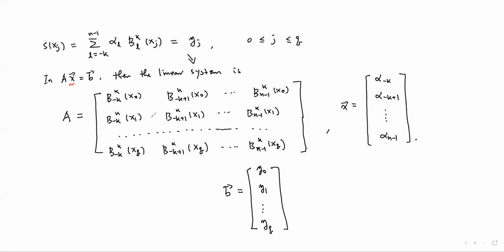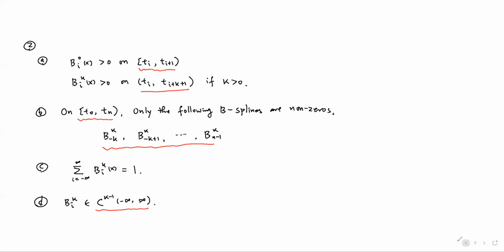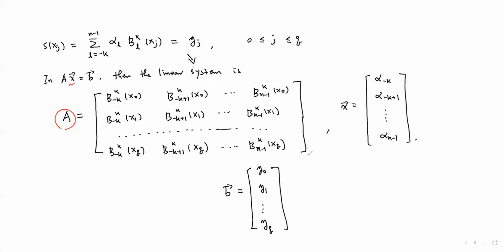Take a look at the entries of the coefficient matrix. By this property, spline functions are non-negative. So the entries of matrix A all are non-negative. All are non-negative, this matrix.